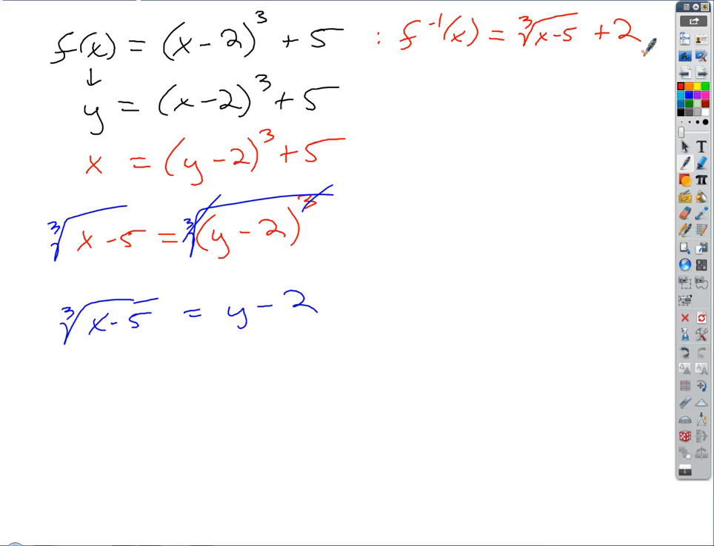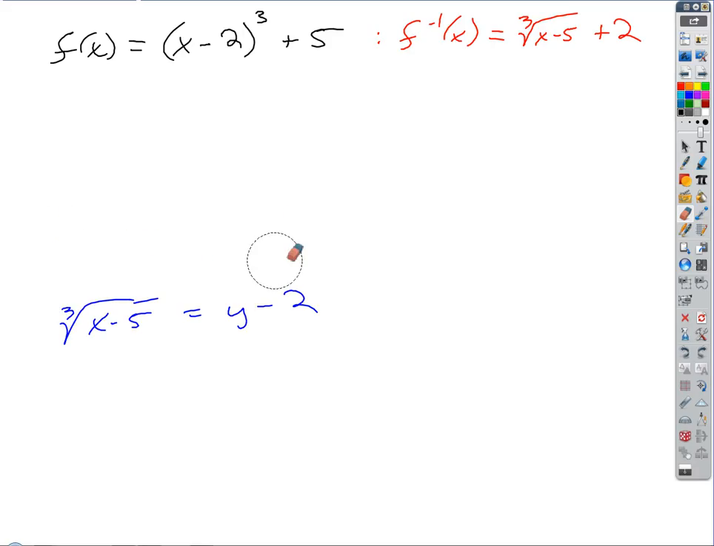How could we verify that we got it right? How could we verify that we did all that work correctly? See if they undo each other. But here's the thing. You can't just test it one way. It has to work both ways for them to truly be inverses. So let's try f inverse.